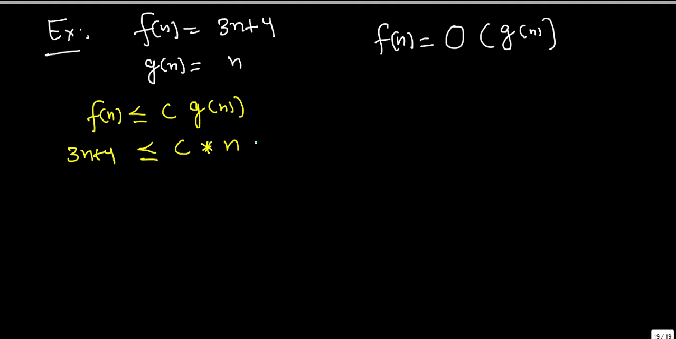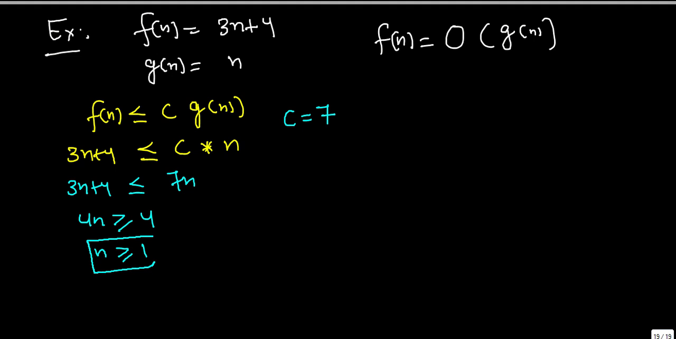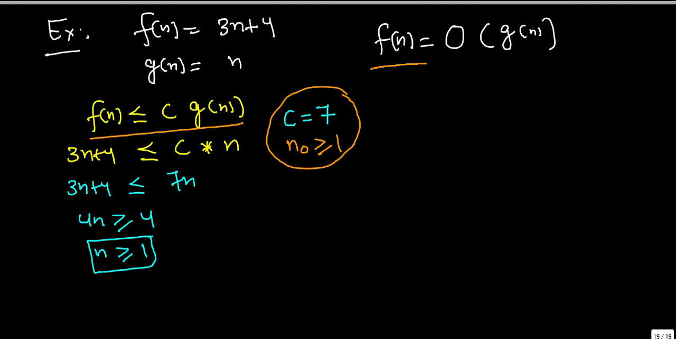If we look carefully at this equation, we can put a value c equal to 7. 3n plus 4 should be less than 7n, and now we can find a value of n for which this condition is satisfied. So 4n should be greater than 4, which is n greater than or equal to 1. That means we have found a value of n which is n naught. If it is greater than or equal to 1, then this condition is being satisfied, and hence we can say f(n) equals big O of g(n).